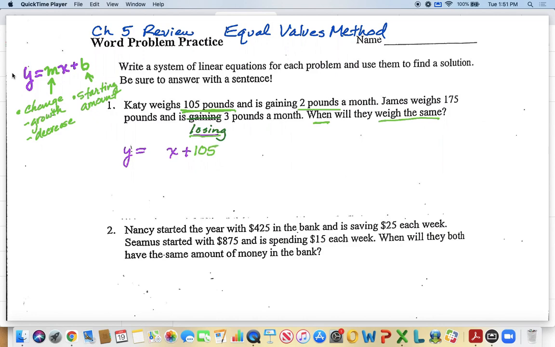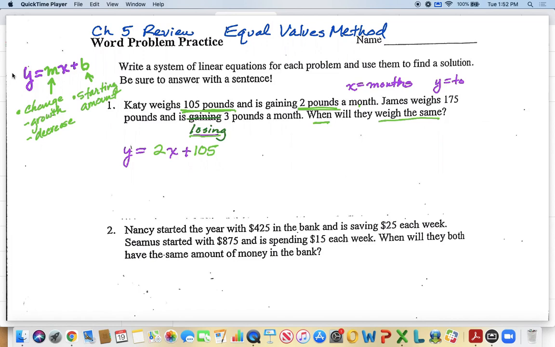And then we need to figure out what the change is. What's going to be the coefficient of x? Well, that is 2 pounds a month. So we put 2 in front of the x. This is interesting because now we know that our x is going to be equal to months. So x is going to be the number of months. All right, and y is actually going to be the total weight.